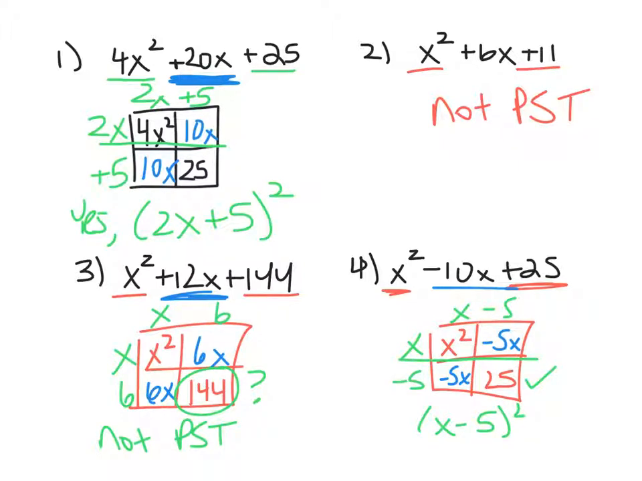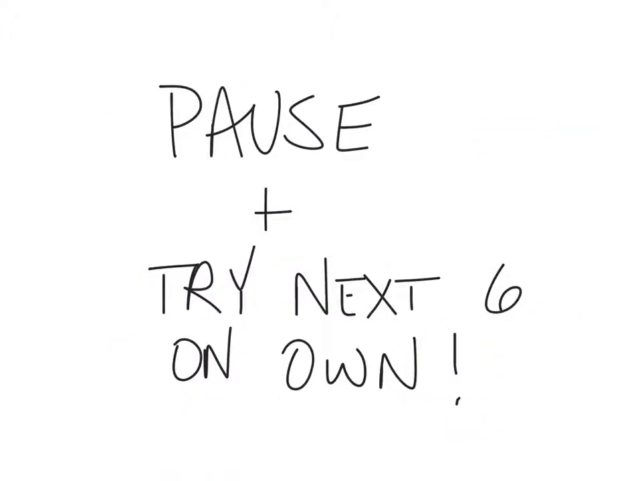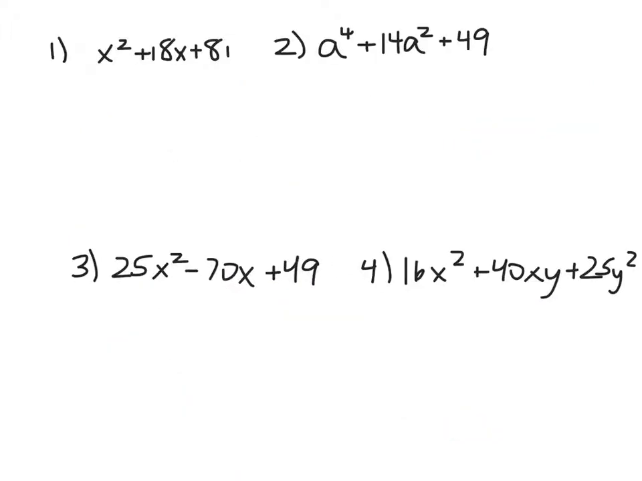So if you think you're getting the hang of it, I want you to press pause and try the next 6 examples. Hint, all of these are perfect square trinomials. So they begin and end in positive perfect squares, and if we do it correctly, they should work out. So first term, first box, x squared. Last term, last box, 81.